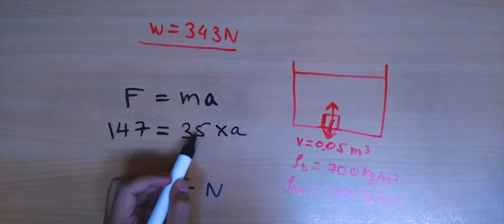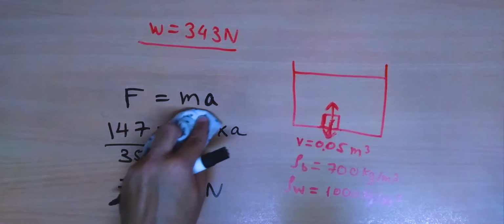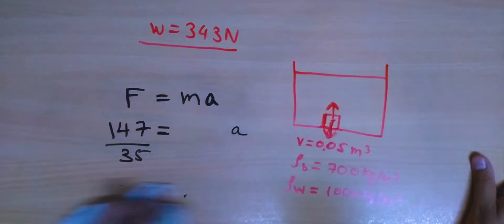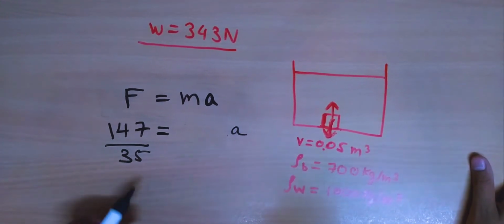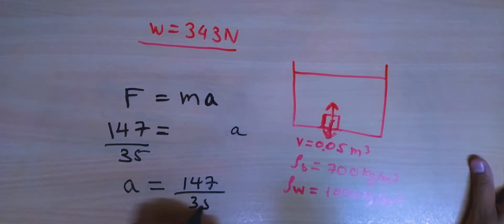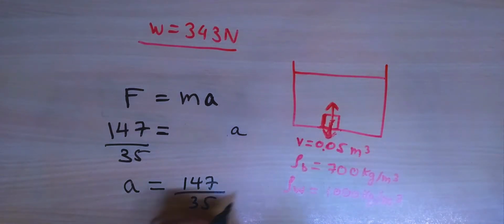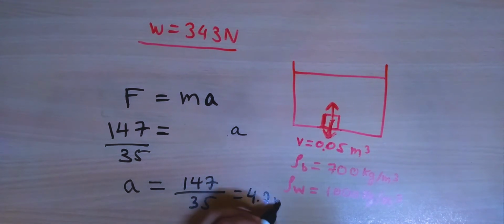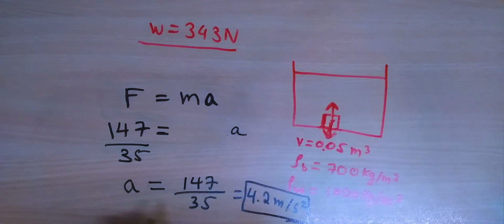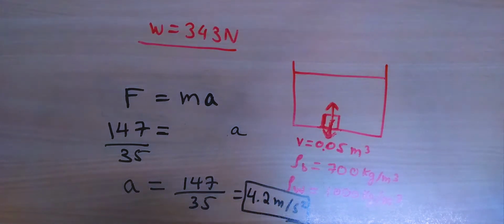So I can simply shift this 35 to the other side, and if I write it in the next step, I get that acceleration equals 147 divided by 35. And if I solve this, I get 4.2 meters per second squared. So this is the acceleration of the block, and the block would obviously start moving in this direction with an acceleration of 4.2 meters per second squared.